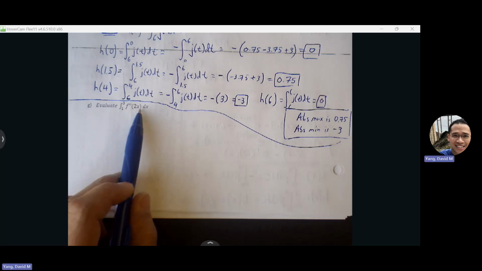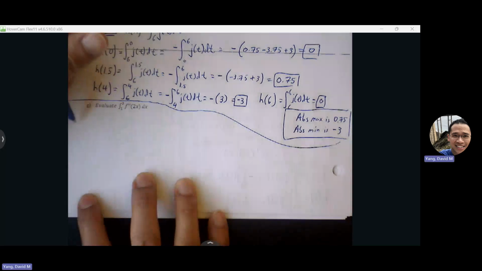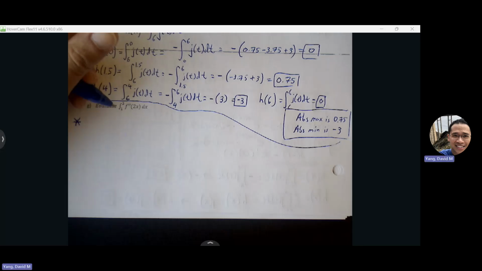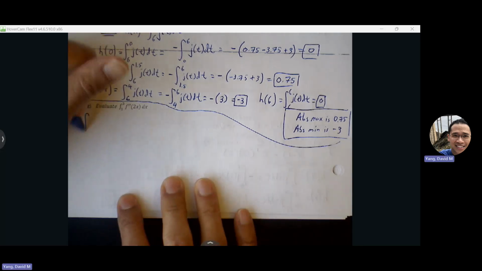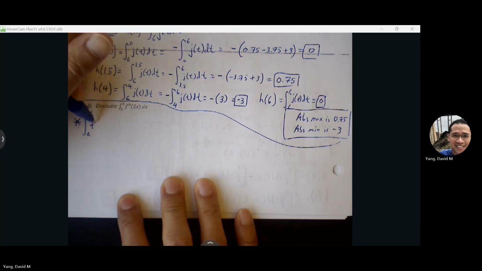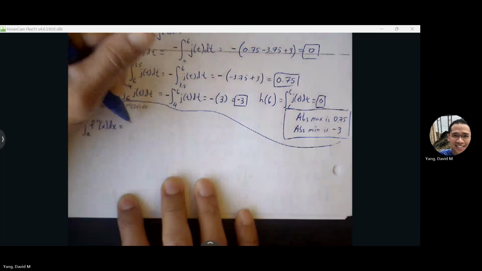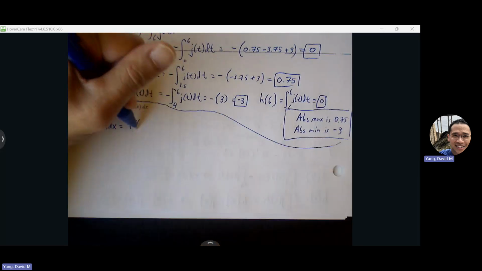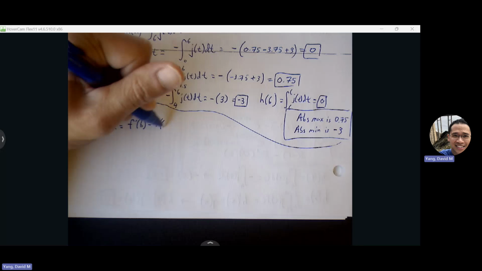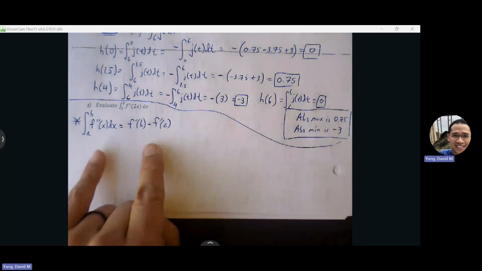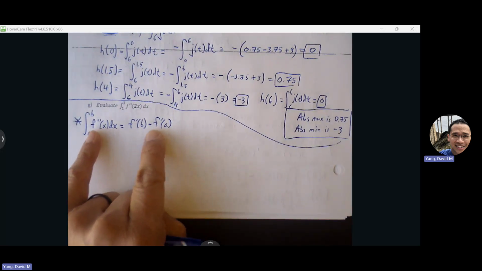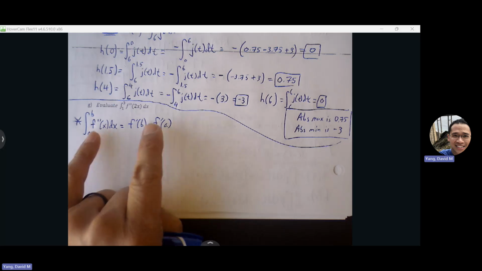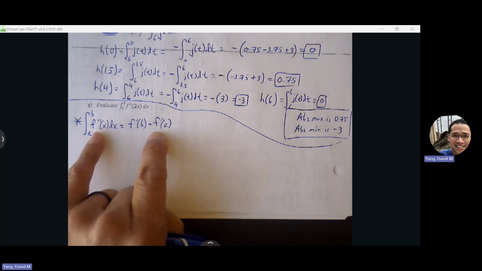Okay, next part, evaluate the integral of f double prime. So we're going to use this rule that we know, basically the first theorem. The first theorem says that if I have the integral from a to b of f double prime of x, that's going to rise up to f prime, so it's going to be f prime of b minus f prime of a. So this is just an adapted version of first theorem.